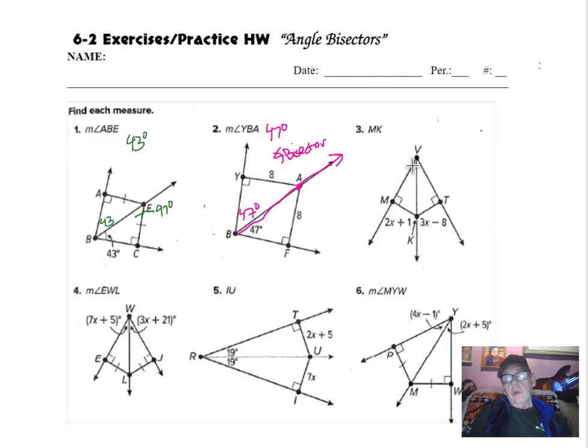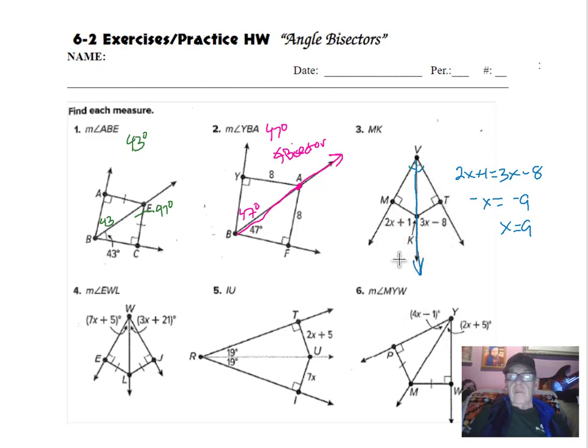Over here, we're being shown that these two angles are congruent to each other, which makes this VK ray an angle bisector. Any point on this angle bisector is going to be equidistant from the sides measured along the same angle, which is the perpendicular here. So 2x plus 1 is equal to 3x minus 8. So take 1 away from both sides and take 3x away from both sides. We have negative x is equal to negative 9, and x is equal to 9. Let me double check that. Take 3x's away, take 1 away, yes, x is equal to 9.